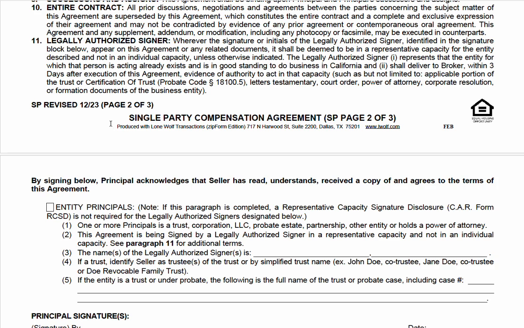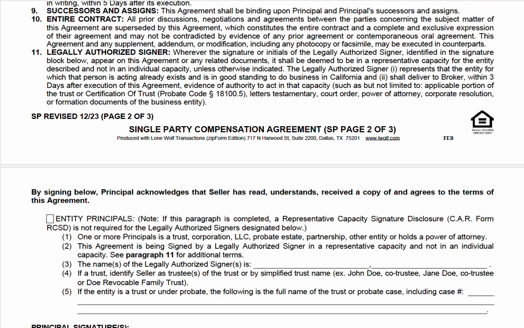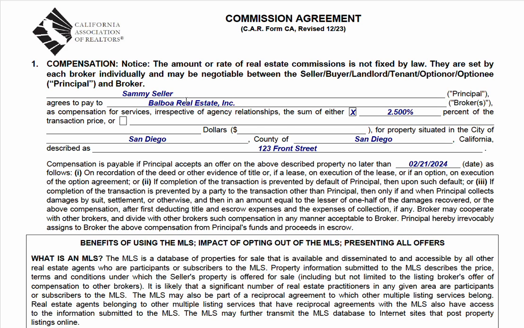Now, I never used this form personally. I mean, it's used in my office, but I always used a commission agreement because it was shorter and easier. But after reviewing both of them closely, I think in the future, I'll probably only use a single party compensation. Now, there's a little more leeway here because it says principal, seller, buyer, landlord, tenant, optionor, optionee. So basically they're saying, hey, you can bill anyone with this form. Any sort of person, any role you can imagine can be the principal.